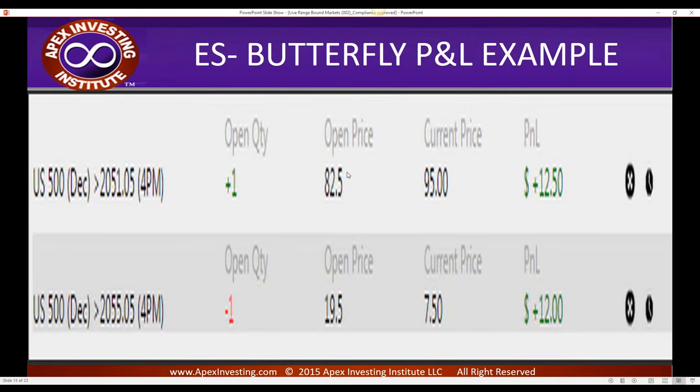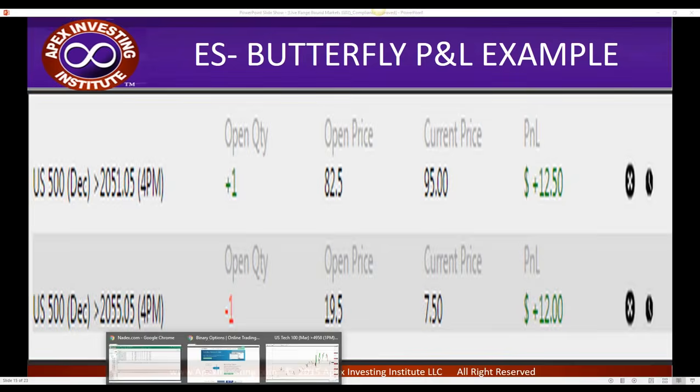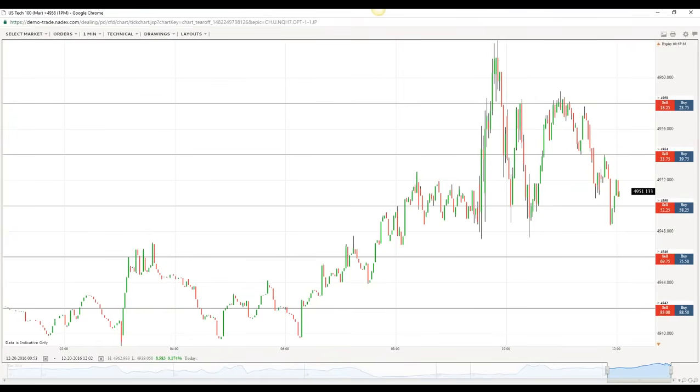So if both of these were to expire in the money, I would make 19.50 on the sell side and about 17.50 on the buy side. So for numbers' sake, let's call it about 40 bucks. If I sold up here and bought down here, I'd make about 25 on this one and about 19.20 on this one. So I would be looking to profit about $40, correct?